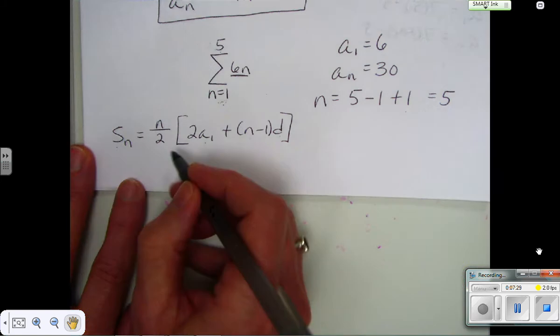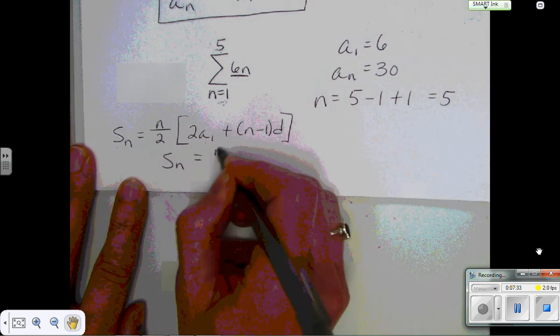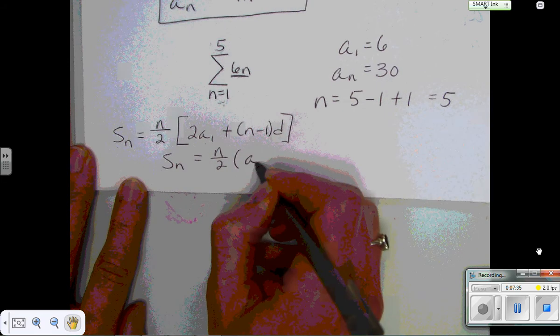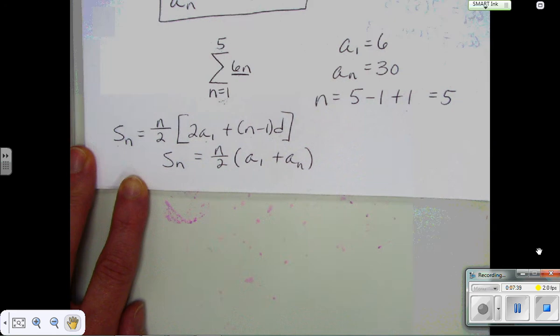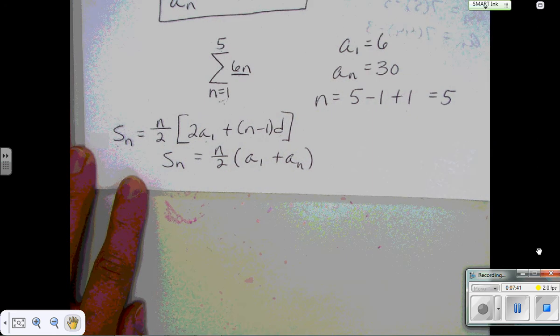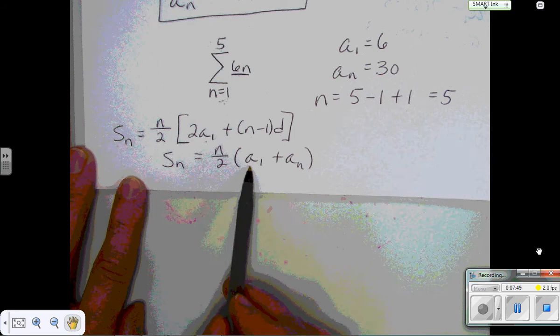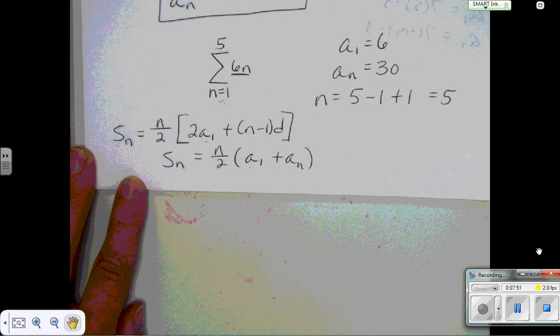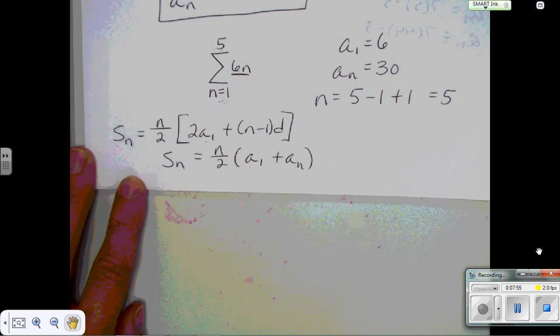Okay, so your second equation that you could use is S sub n equals n over 2 times a sub 1 plus a sub n. This one's a little bit shorter, and I like using that one better because it's a little easier. I don't have so many things to plug in. So anytime we can use this one, that's my preferred method. And I have the a sub 1, the a sub n, and n. So I could find the sum from the first number to the fifth number just by substituting in the values and solving.